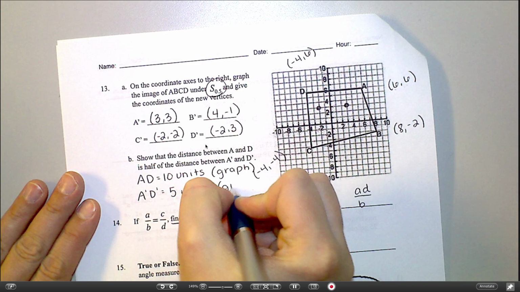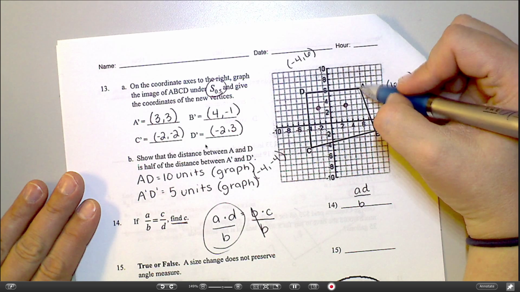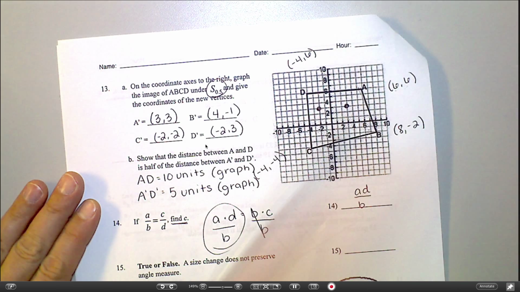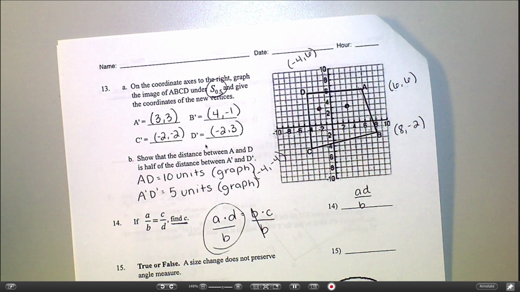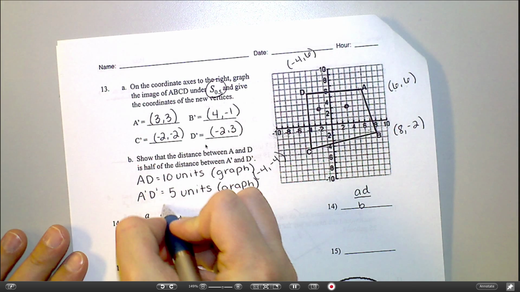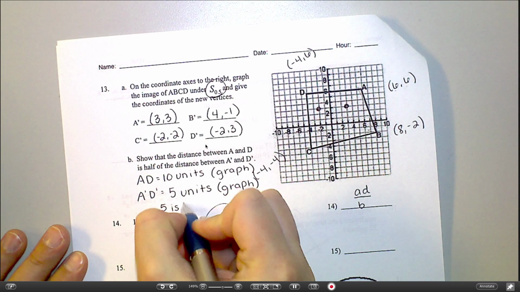That would not work if it were a segment like AB. I would have to make the triangle and do Pythag. But because that's straight across, I can just show it from the graph. And then maybe I would say that 5 is half, because it wants you to show that it's half of the distance.